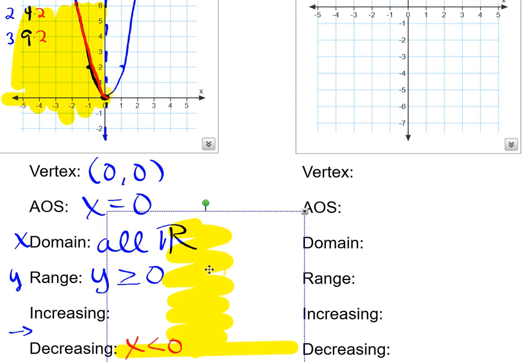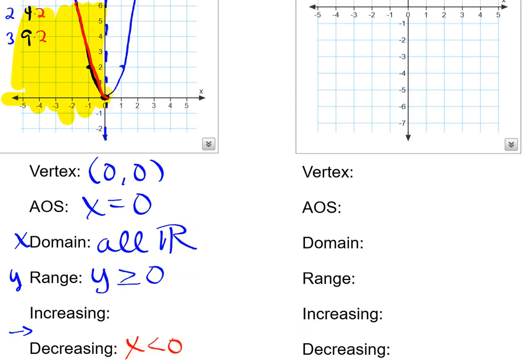Now we want to look at where it's increasing, and it's increasing on this half of the graph. So that's where our x's are greater than 0. You'll notice on the increasing and decreasing, neither one of those got an equal to 0. Where x is equal to 0, that's our vertex. That's where it's changing direction. So it's neither increasing nor decreasing at that point.